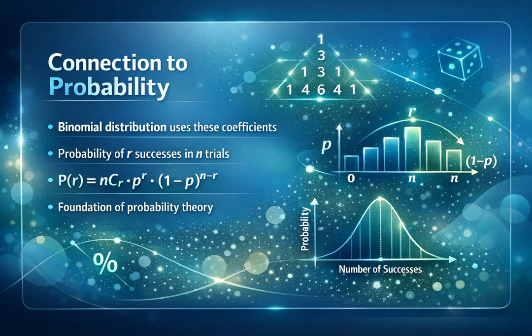The binomial theorem connects to probability through the binomial distribution. The probability of exactly r successes in n independent trials is P(r) equals nCr times p to the r times (1 minus p) to the n minus r. The binomial coefficients are fundamental to probability theory. This is one of the most important distributions in statistics.